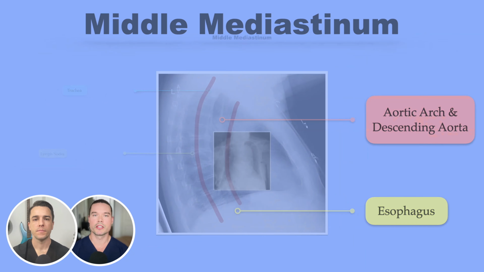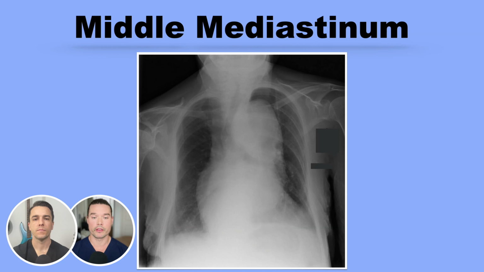So, just a couple examples of middle mediastinal pathology. Your classic one is going to be this diffuse mediastinal widening, obviously a very concerning chest x-ray. Yikes. We do see some tracheal deviation there, which is a clue that maybe this is the middle mediastinum. This was an aortic dissection, so follow this up with the CT.